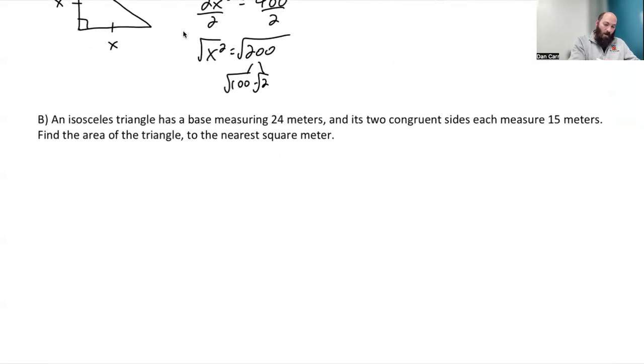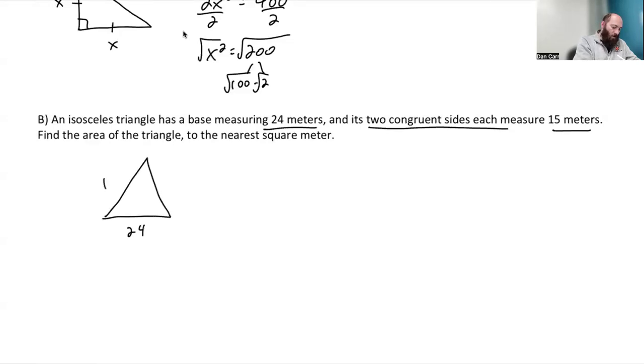Okay. Our last thing here. An isosceles triangle has a base measuring 24 meters and its two congruent sides each measuring 15. So here's my base is 24, and my 15 for both congruent sides. Find the area of the triangle to the nearest square meter. So again, area is 1/2 times base times height. I actually have the base of the triangle here. It's going to be 24.